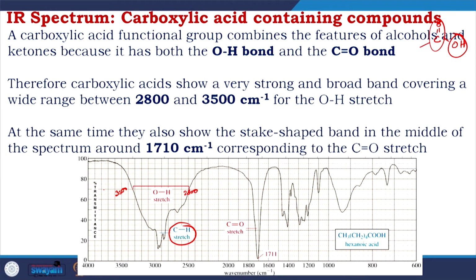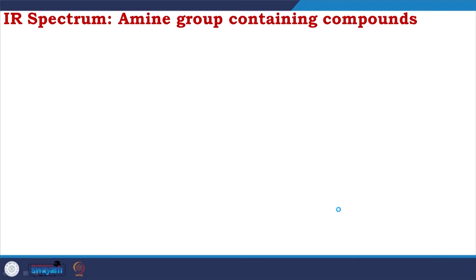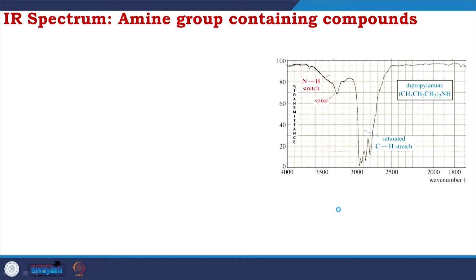At the same time, they also show the sharp, tooth-shaped band in the middle of the spectrum around 1710 centimeter inverse, corresponding to the CO stretch. So, this is 1711, which is 1720 for aldehyde and 1718 for ketone.